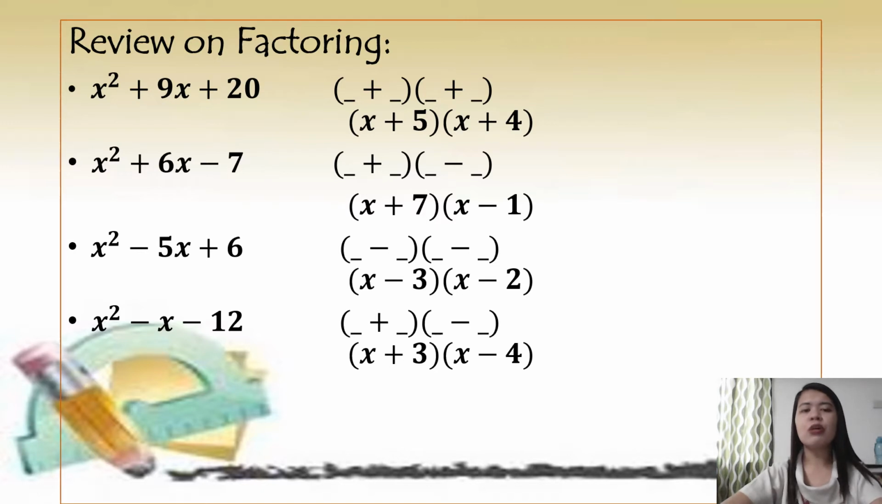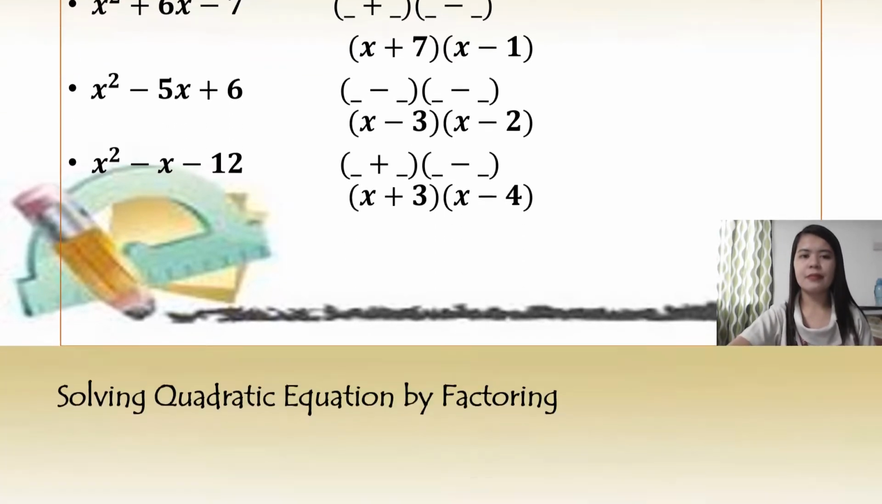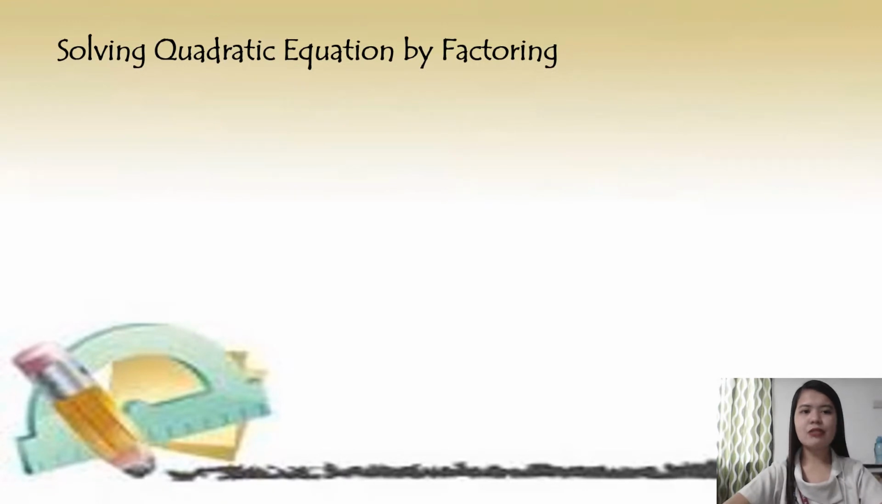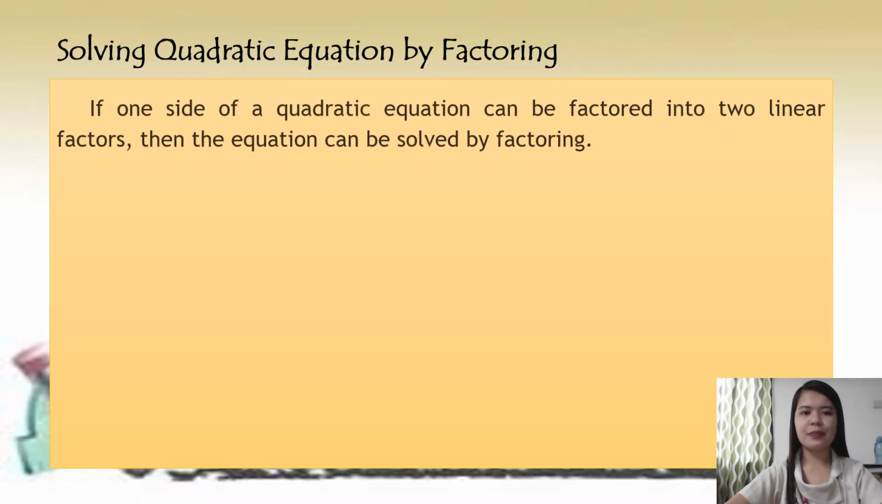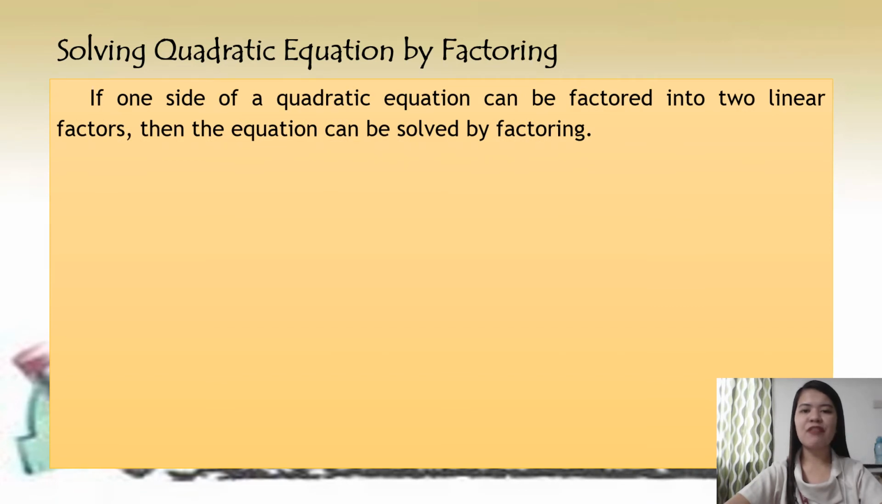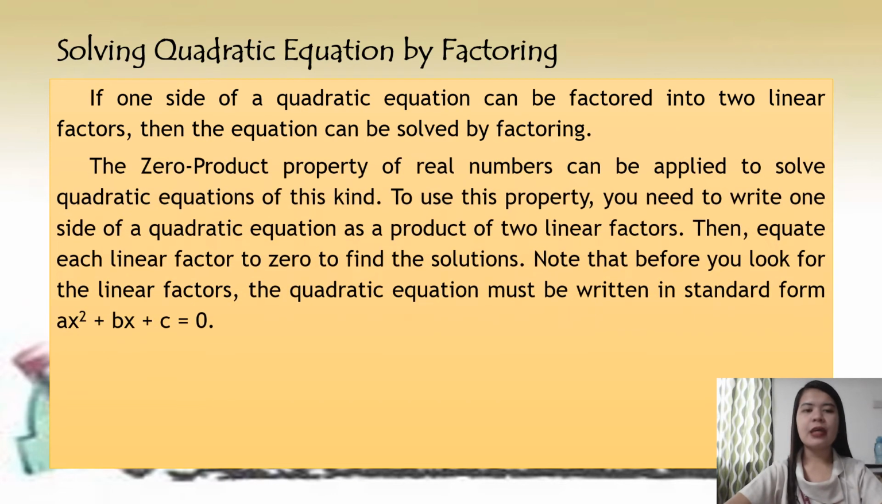So kung gusto pa ninyo pag-aralan, kailangan balikan ninyo yung napag-aralan ninyo nung kayo ay grade 8. Let us now solve quadratic equation by factoring. If one side of a quadratic equation can be factored into two linear factors, then the equation can be solved by factoring. The zero product property of real numbers can be applied to solve quadratic equations of this kind. To use this property, you need to write one side of the quadratic equation as a product of two linear factors. Then equate each linear factor to 0 to find the solutions.